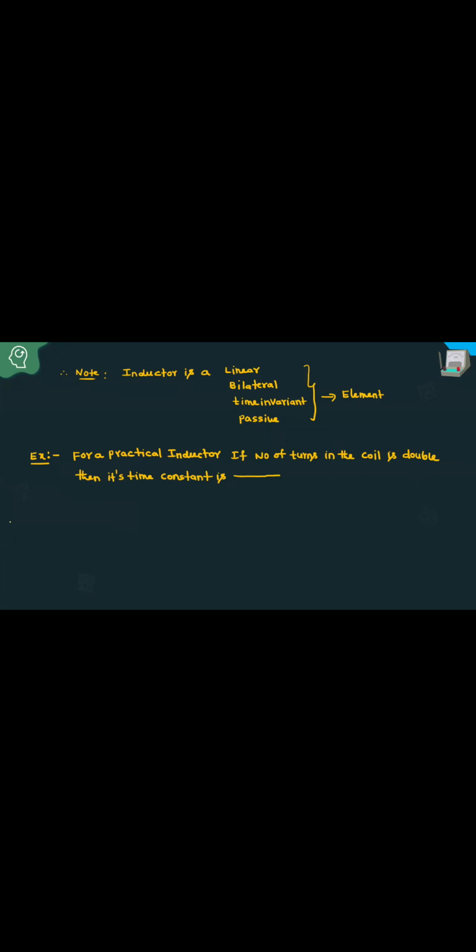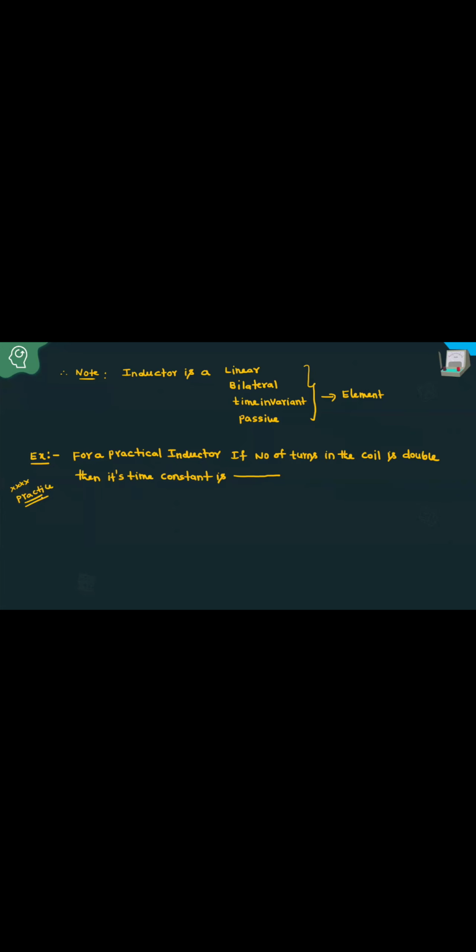Can anybody answer? How many times does it become? The time constant is 2 times, or 3 times, or 4 times, or remains the same? Try this, answer this. I'm giving it as practice. Tomorrow I will ask this question. For a practical inductor, if the number of turns in the coil is doubled, then what is its time constant?